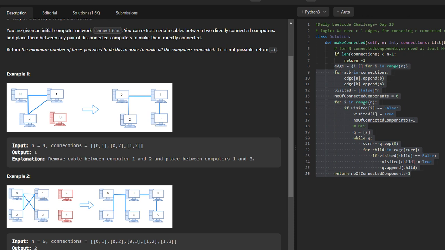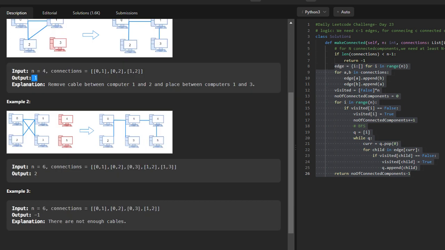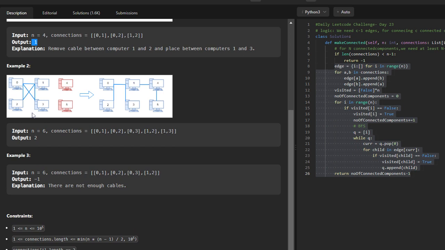So for connecting two connected components, how many edges do we need? 2 minus 1, which is 1. So the answer is 1 here, right? Now come to example 2. Please rewind and see this part if you have any doubt.